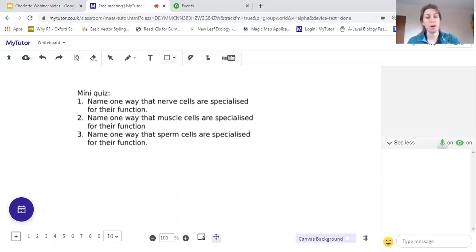So any questions about specialization of animal cells, pop them in now. Do nerve cells help us have thoughts and ideas? So yes, nerve cells help us pass that information around in our brain so that we formulate those thoughts and ideas. Yes, muscles that work in pairs can be called antagonistic muscles. That's good.